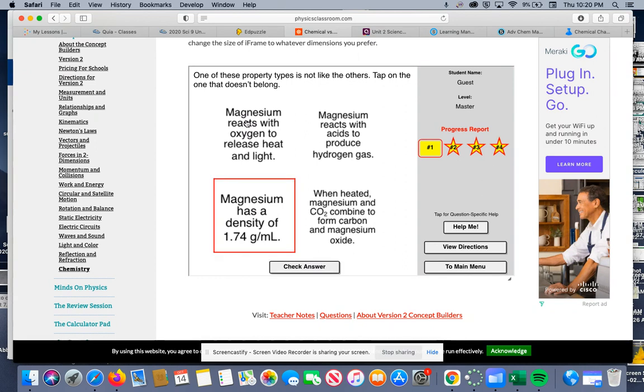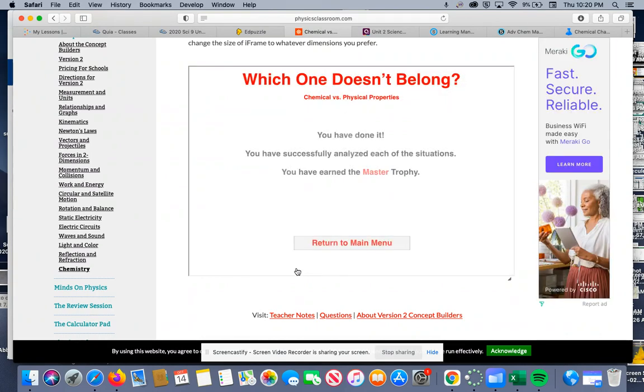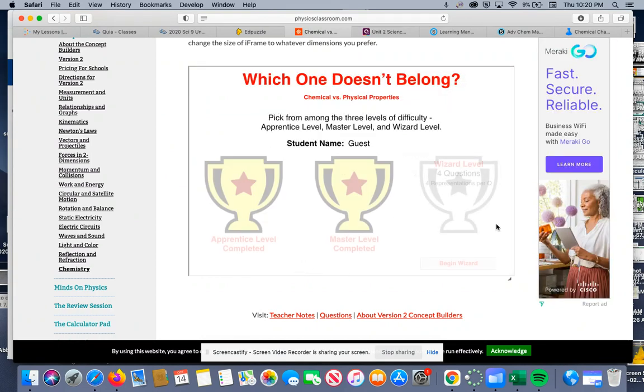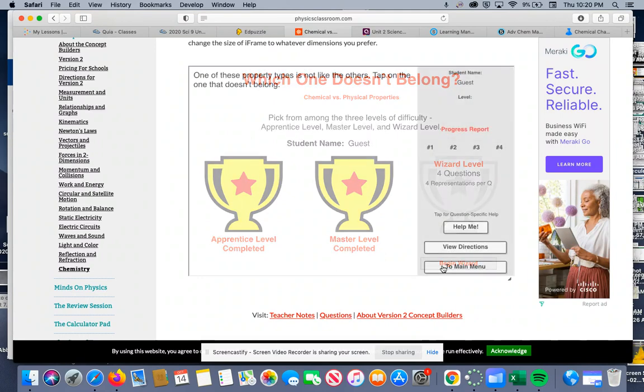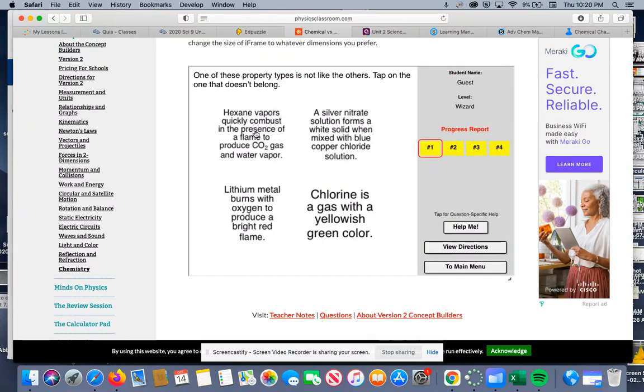Okay. Magnesium reacting with oxygen is combustion. Magnesium reacting with acids is reactivity. When heated, magnesium and carbon dioxide combine, reactivity. The only one that doesn't belong is the physical property of magnesium's density. All right, we got through that one. Let's check out and see if we can do the wizard level. Okay, which one don't you think belongs?